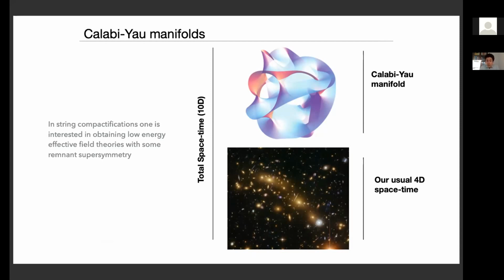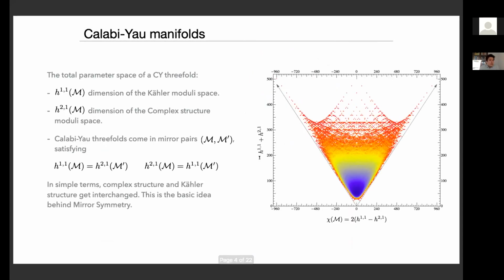Furthermore, the total parameter space of a Calabi-Yau threefold is basically described in terms of Kaehler and complex structure deformations. They are parameterized by 2 integer numbers, in the case of threefolds, h11 and h21. And it was soon realized that Calabi-Yaus come in mirror pairs. So basically there are 2 Calabi-Yaus that are related upon exchange of these 2 numbers. And this is basically the idea underlying mirror symmetry that also has very interesting applications in pure mathematics.